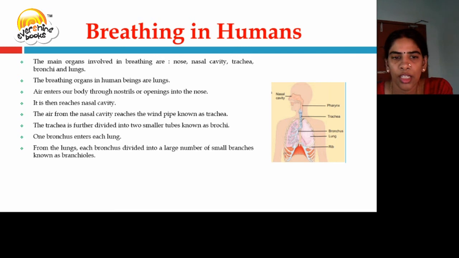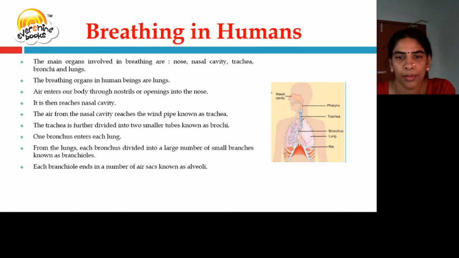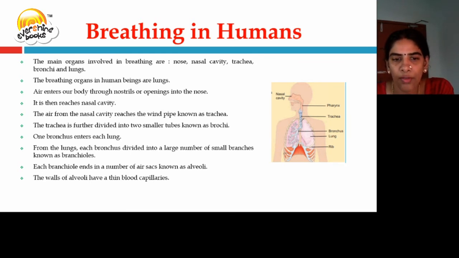From the lungs, each bronchus is further divided into a number of small branches known as bronchioles. Each bronchiole ends with an air sac called alveoli. The walls of alveoli have thin blood capillaries.